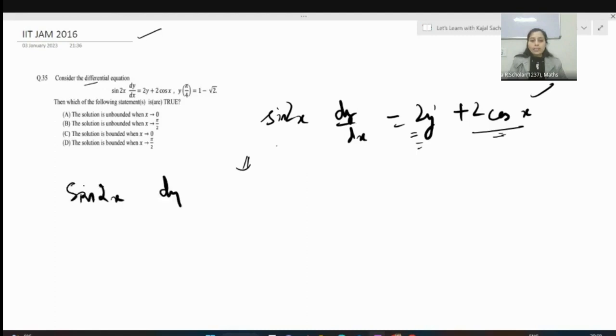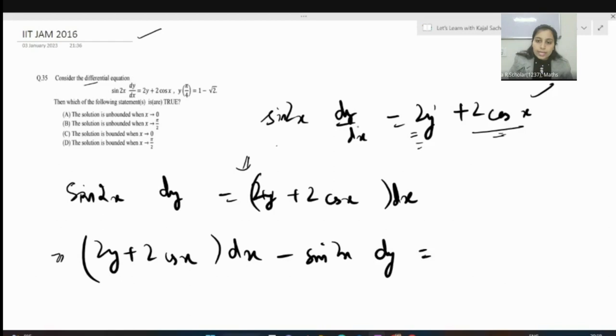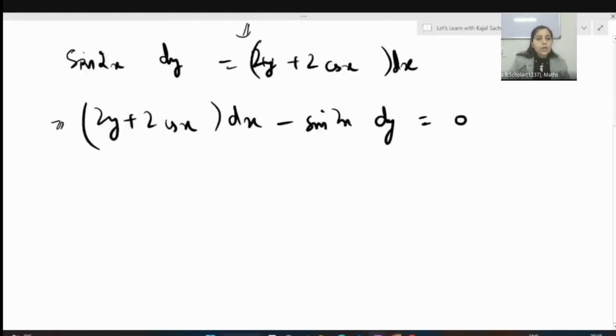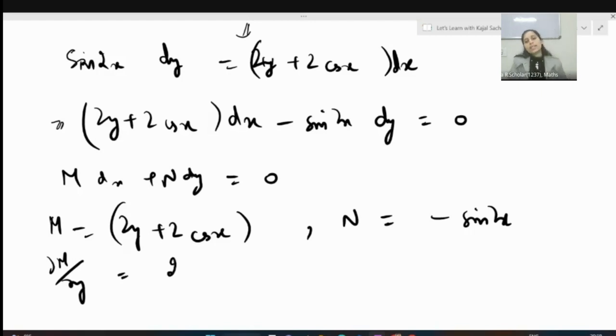sin 2x dy is equal to 2y plus 2 cos x into dx. So writing it as (2y plus 2 cos x) dx minus sin 2x dy is equal to 0. Now this is in the form M dx plus N dy equal to 0, where M is equal to 2y plus 2 cos x and N is equal to minus sin 2x. Now differentiating M with respect to y for checking exactness, we get 2, and differentiating N with respect to x we get minus 2 cos 2x.